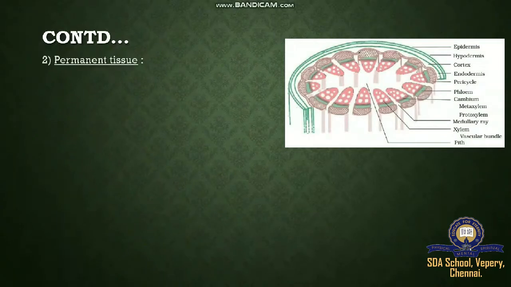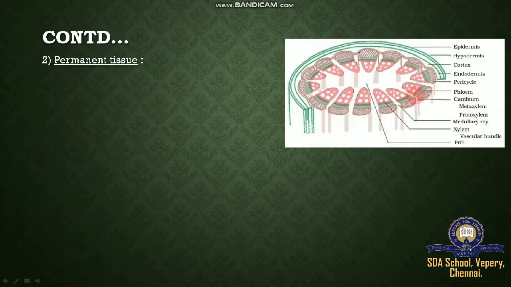Permanent tissue. Here we see a picture of a cross section of a plant stem. The outermost layer is called epidermis. Then hypodermis, meaning inside. Then the cortex, a massive layer. Then endodermis, pericycle, phloem, and cambium.